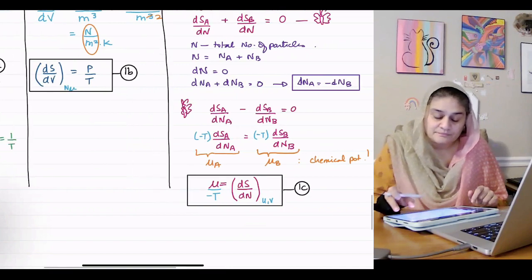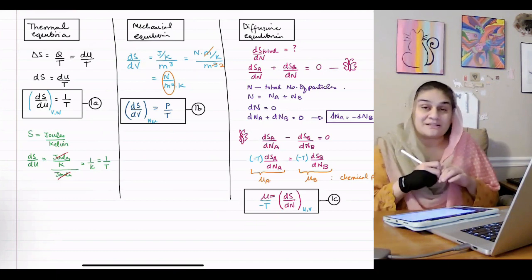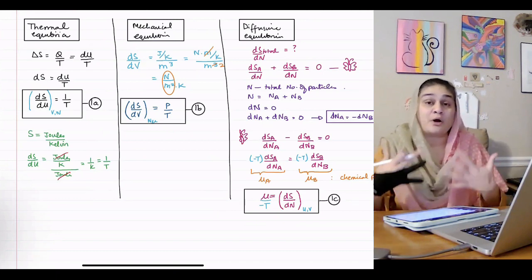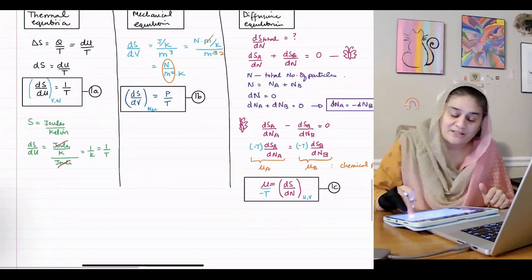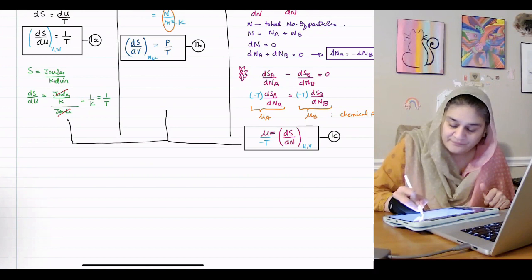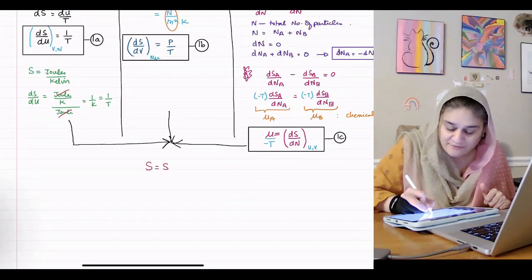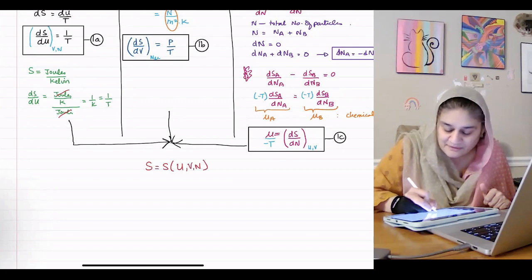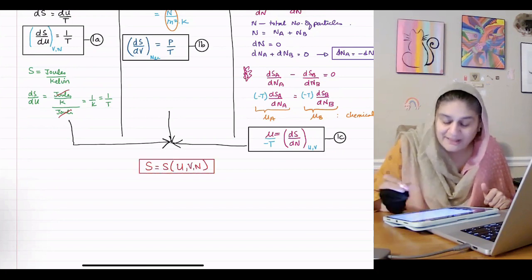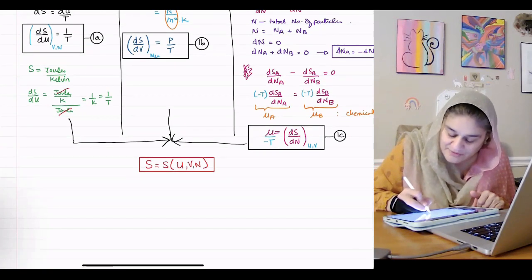Now, what we will discover later is that 1A, 1B, and 1C are mostly written as partial derivatives. Why? Because combining 1A, 1B, and 1C, I can write that my S is a function of U, V, and N. So my equations 1A, 1B, and 1C will in fact be written as follows.